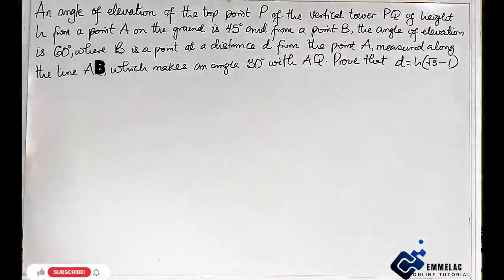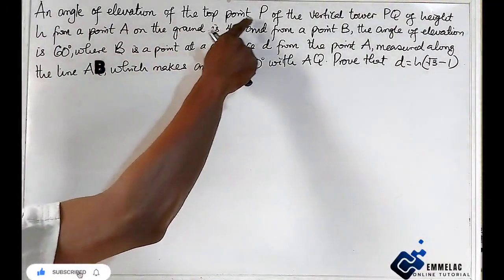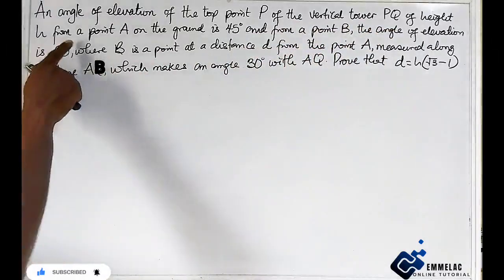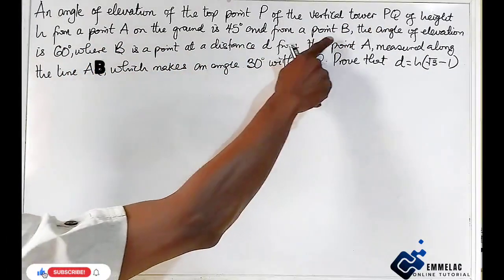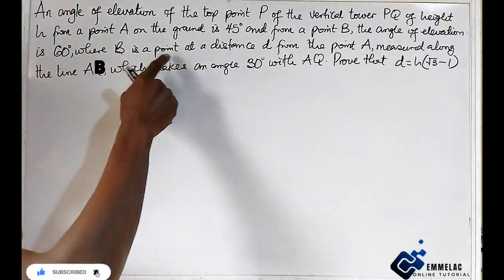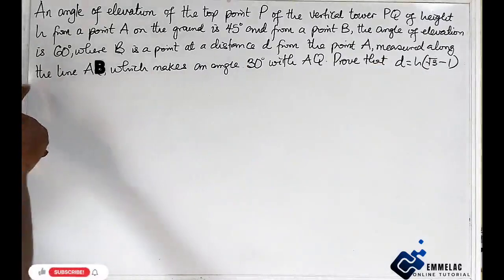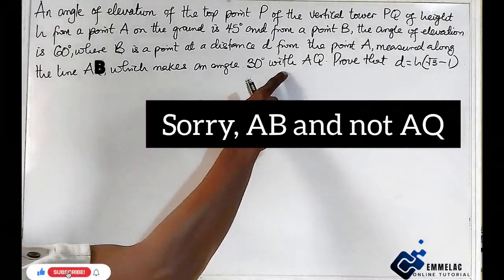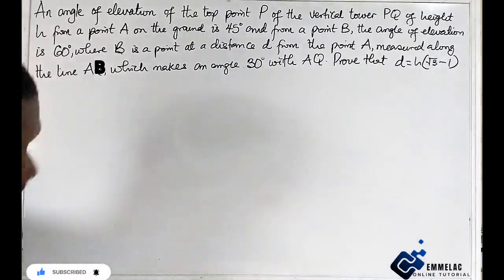Welcome to Emilak Online Tutorial. Before us is this question in trigonometry, and it says an angle of elevation of the top point P of the vertical tower PQ of height H from a point A on the ground is 45 degrees, and from a point B the angle of elevation is 60, where B is a point at a distance D from the point A measured along the line AQ, which makes an angle 30 with AQ. Now prove that D equals H into the square root of 3 minus 1.